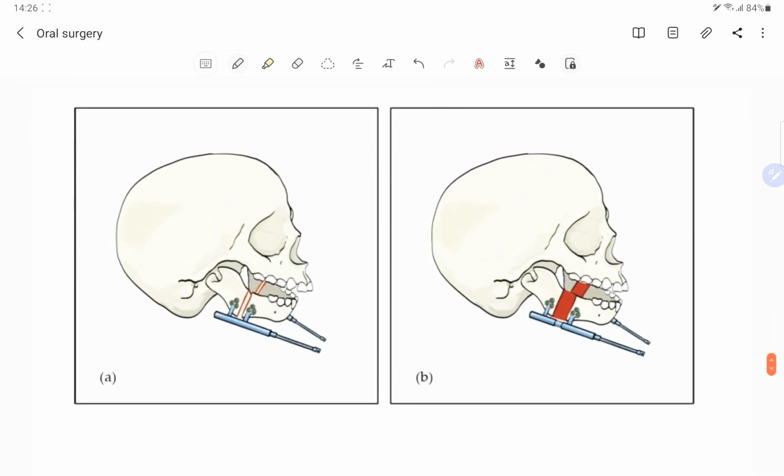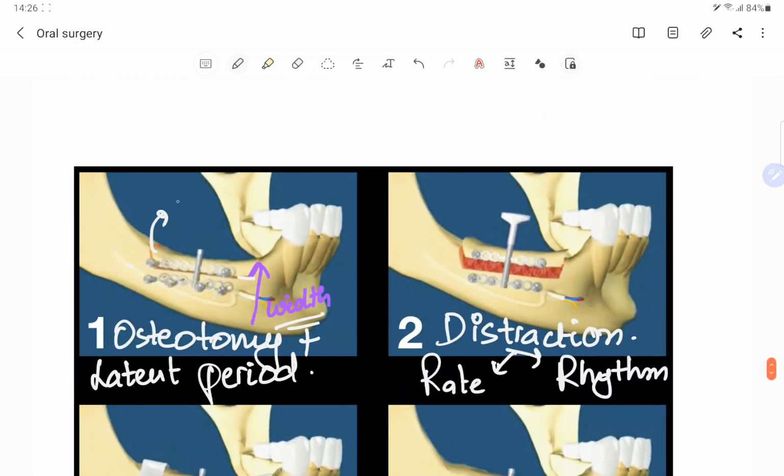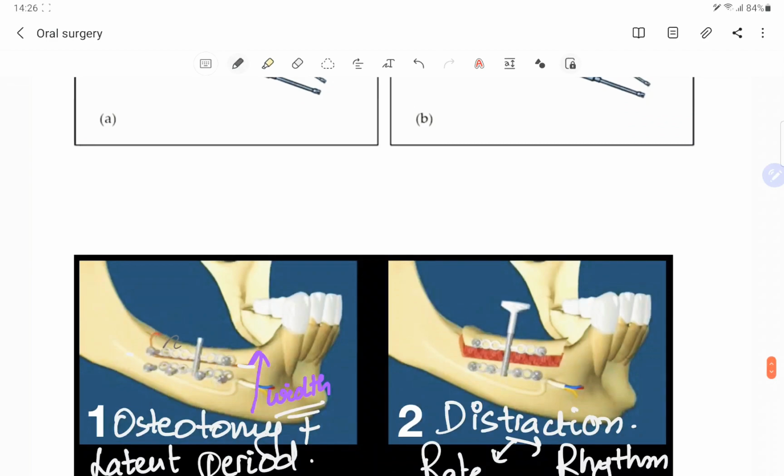As you can see over here, this is an intraoral device. This is an intraoral distraction device, guys. The purpose of this distraction device is to separate the bone fragments, to distract the two bone fragments. So this is an intraoral distraction device.